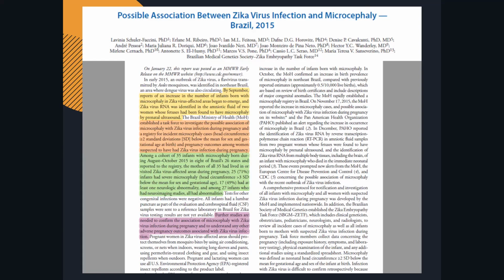microcephaly born during August to October 2015 reported to the registry, the mothers of all 35 had lived in or visited Zika virus affected areas during pregnancy. 25 infants had severe microcephaly, head circumference more than 3 standard deviations below the mean for sex and gestational age. 17 had at least one neurological abnormality, and among 27 infants who had neuroimaging studies, all had abnormalities.